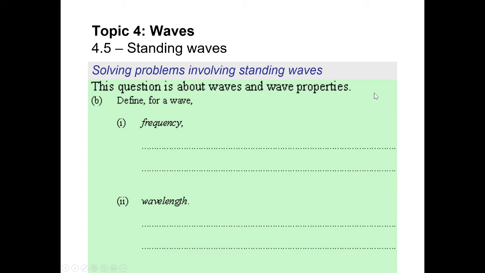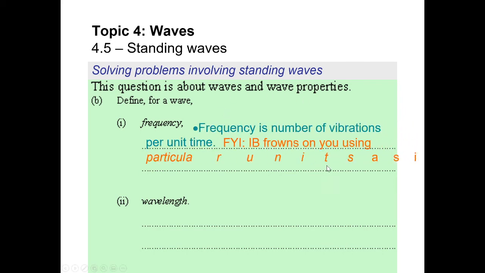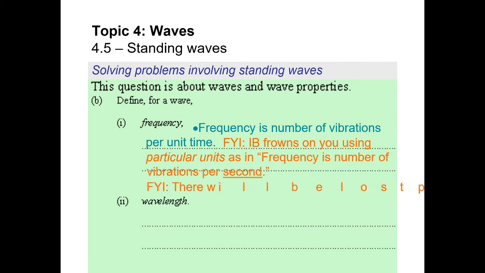Part B, Part I, define for a wave the frequency. So we saw this in section 4.2. Frequency is the number of cycles of a wave per second. It's the reciprocal of the period. Now, there is a note here for IB students, so if you use particular units in a definition, there will be a loss of marks.